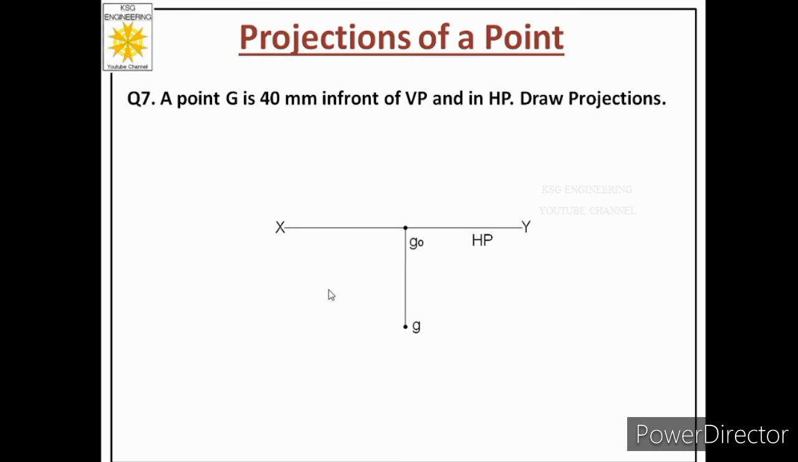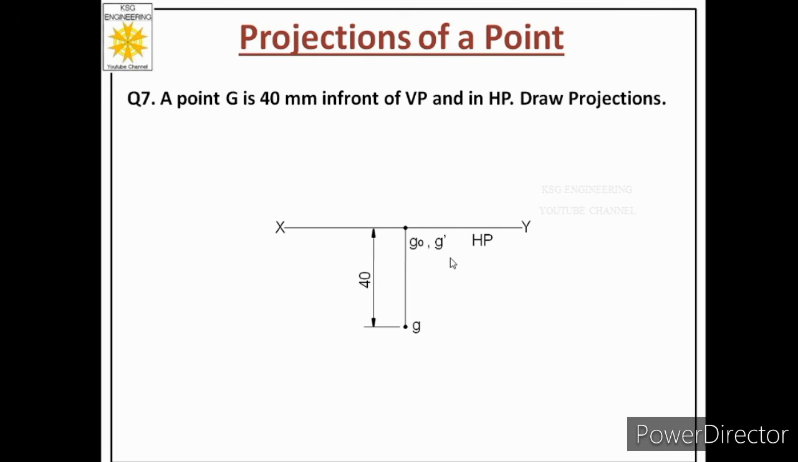Now in the previous slide of quadrant system, we learned that if the point is in HP, then the front view of the point will lie on the reference line. So the reference point itself will be called as front view of point G. So we'll mark comma small letter g dash, which will represent front view of point G. Then we will place dimensions. So I hope this case is also clear to you.